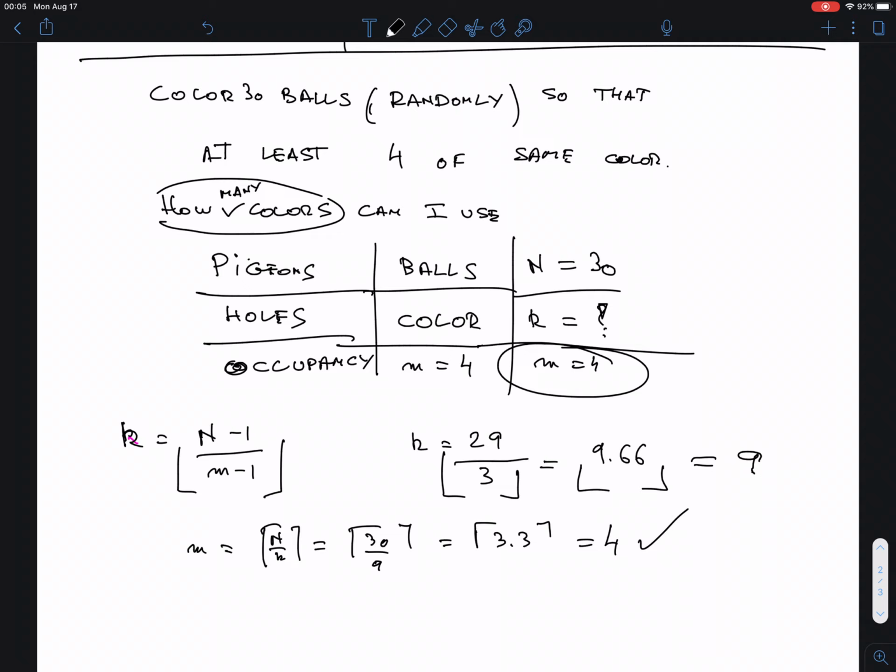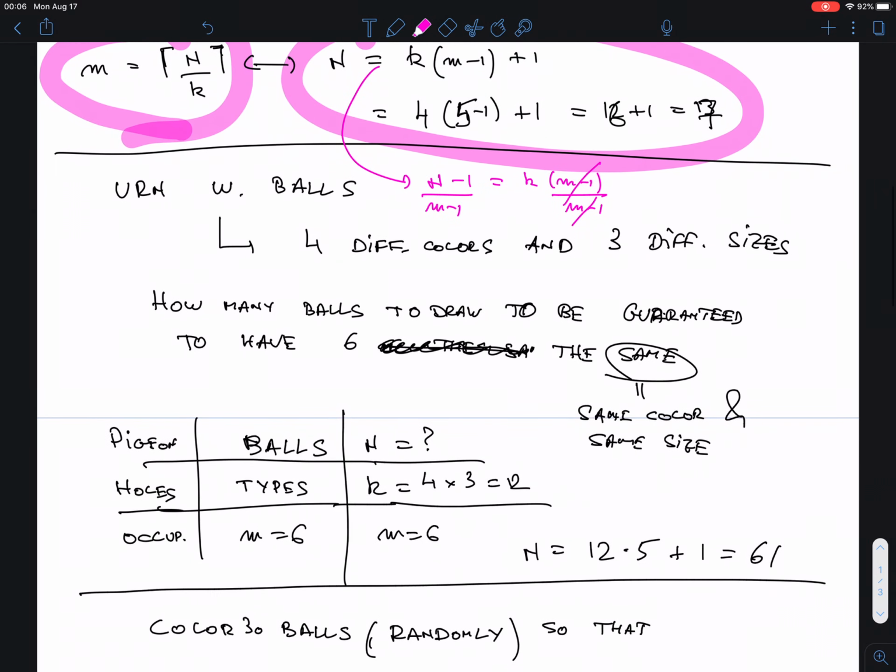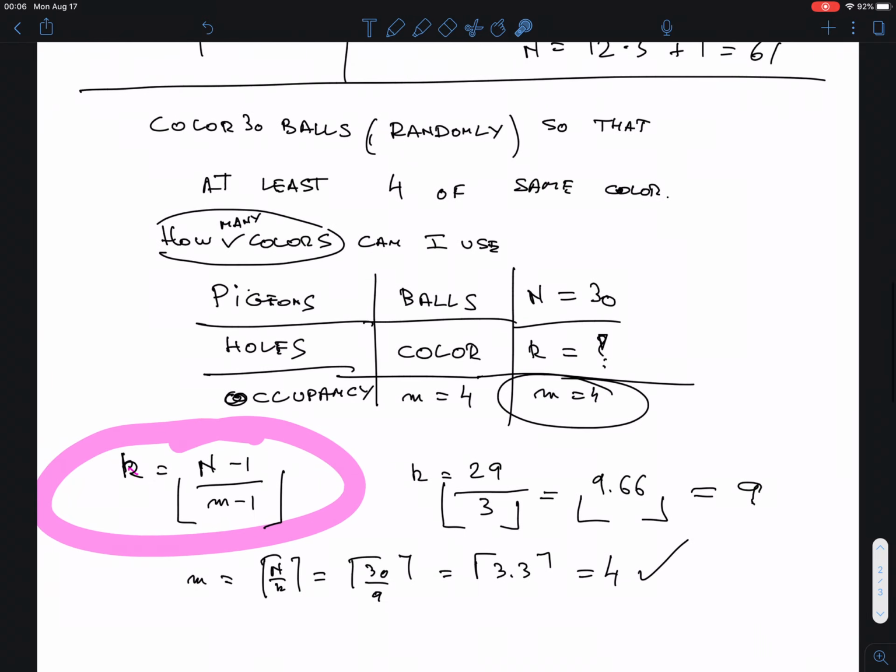I gave you this example because sometimes you have to find also the number of colors. Now, you don't have to use these exact formulas like I gave here, but I would write them down. It's good to have these 3 formulas. So I remind you, we have the formula that calculates m, the formula that calculates n, and the formula that calculates k.